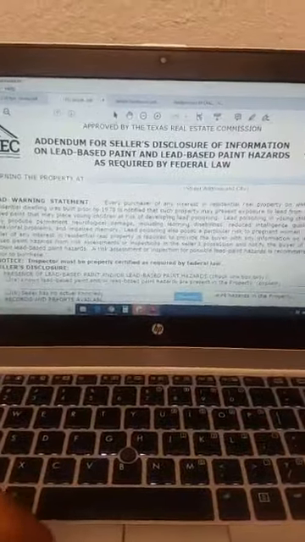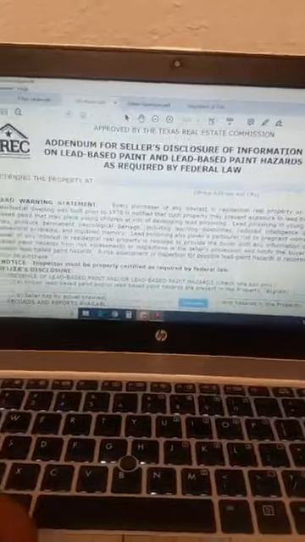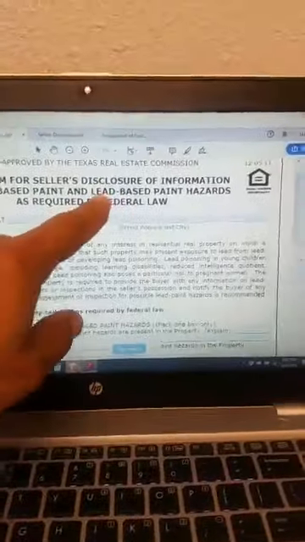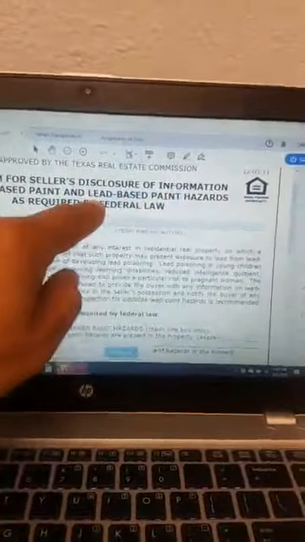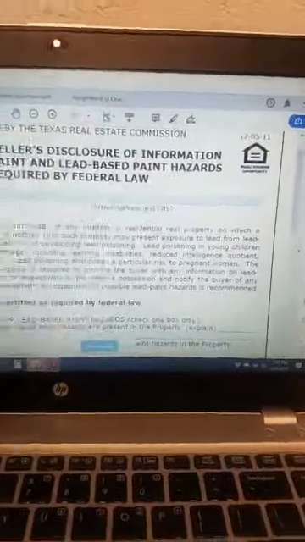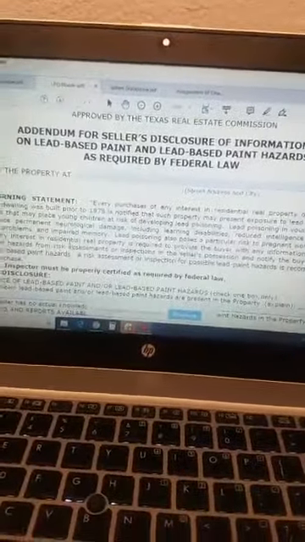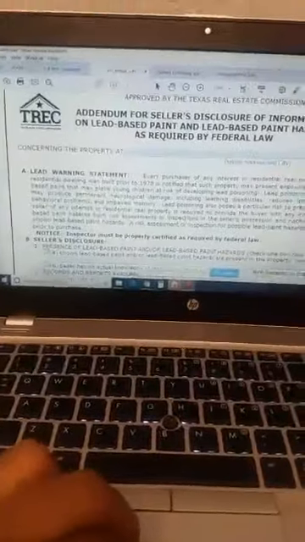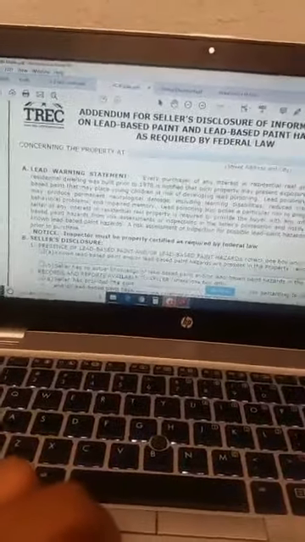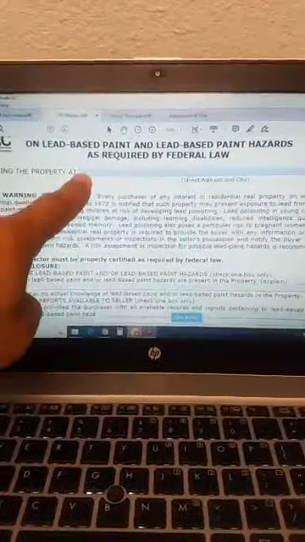So the next document is the seller disclosure. I'm sorry, this is called the lead paint disclosure. I call it the lead paint disclosure, but it's technically the lead-based paint disclosure. You can call it whatever you like, but this is the lead paint, and this is the term most people use. You plug in the address here.